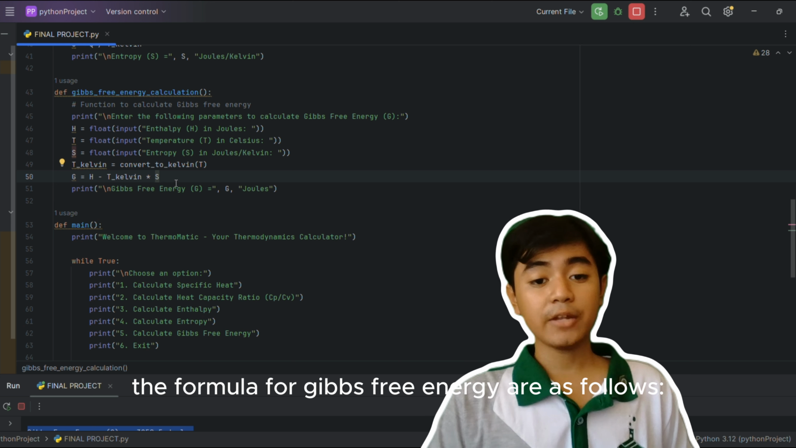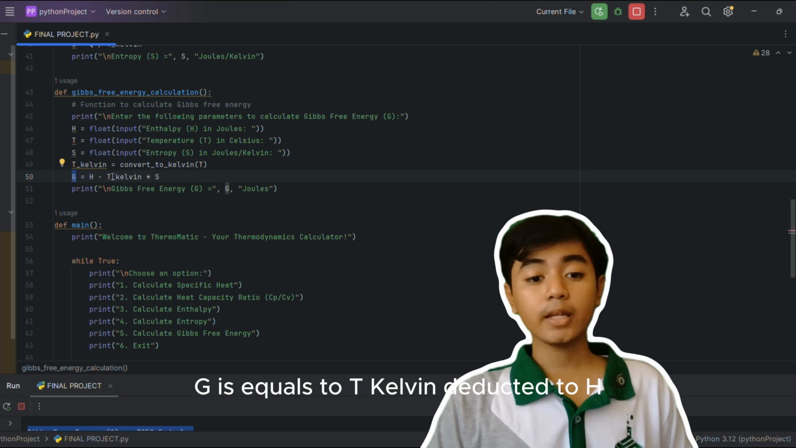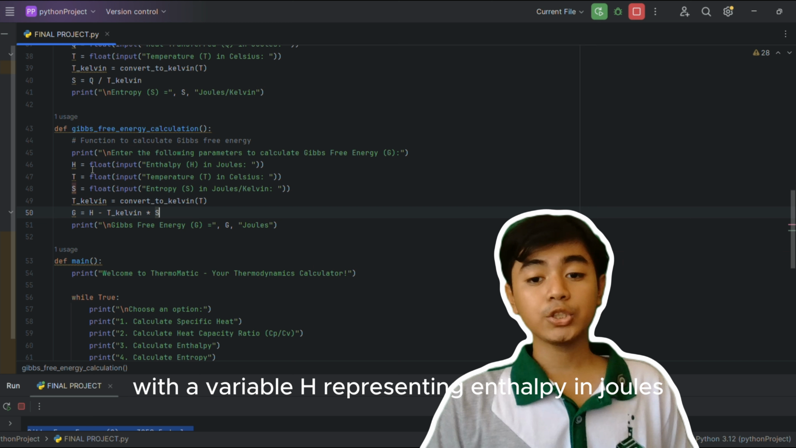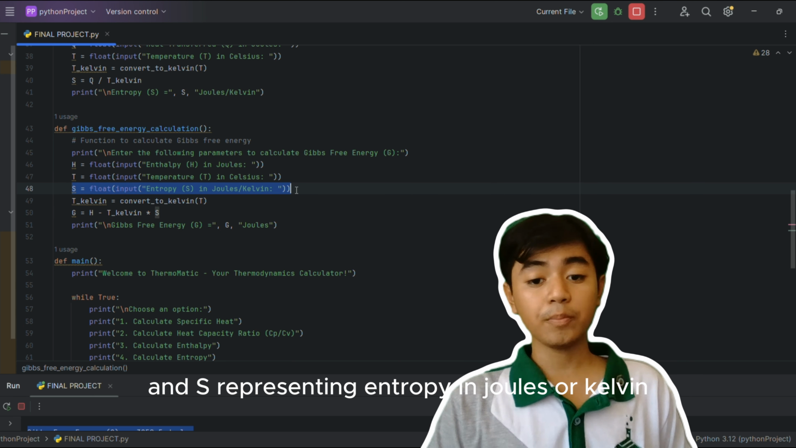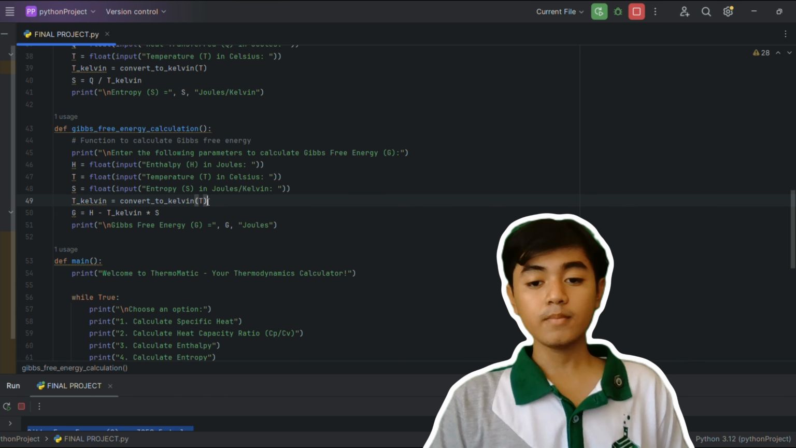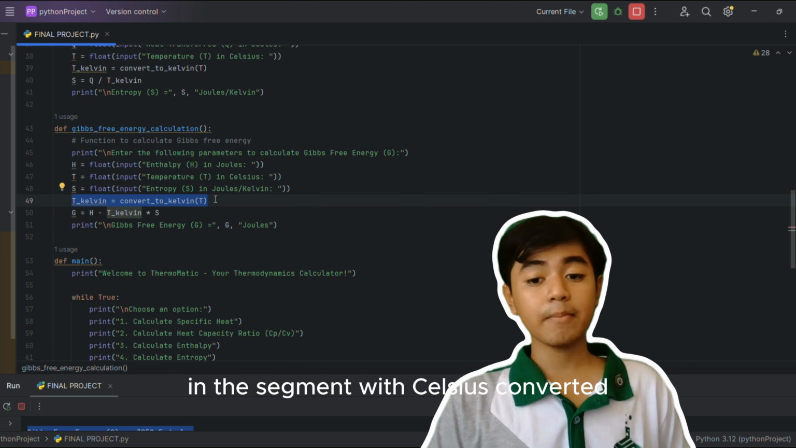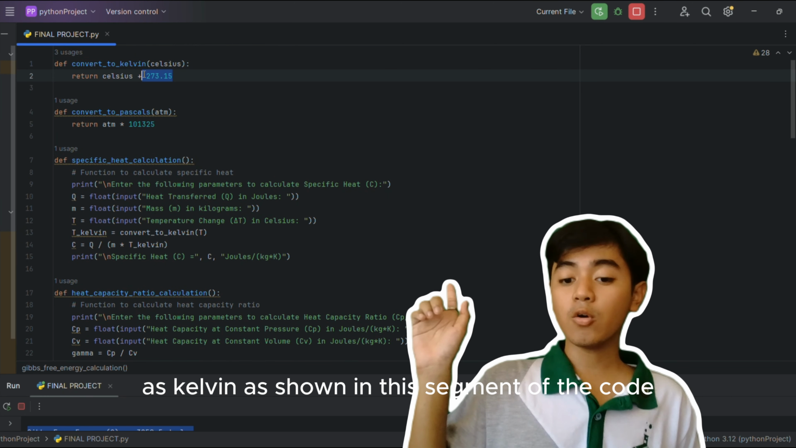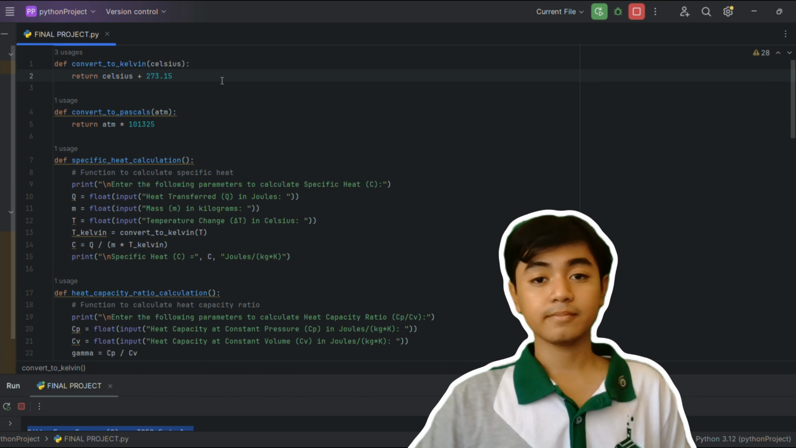The formula for Gibbs free energy is as follows. G is equal to H minus T Kelvin multiplied by S, with the variable H representing enthalpy in joules, T representing temperature in Celsius, and S representing entropy in joules per Kelvin. It is also worth noting that conversions are used in this segment, with Celsius converted to Kelvin as shown in this segment of the code in order for an accurate calculation of the value.